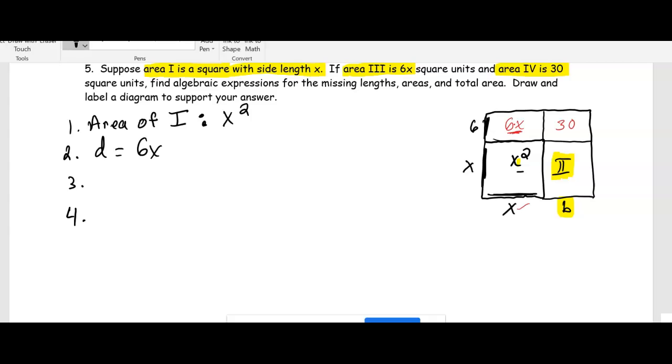3 and 4 real quick now. Number 3, give me the area of Roman numeral number 2. And then tell me what little b would have to equal.